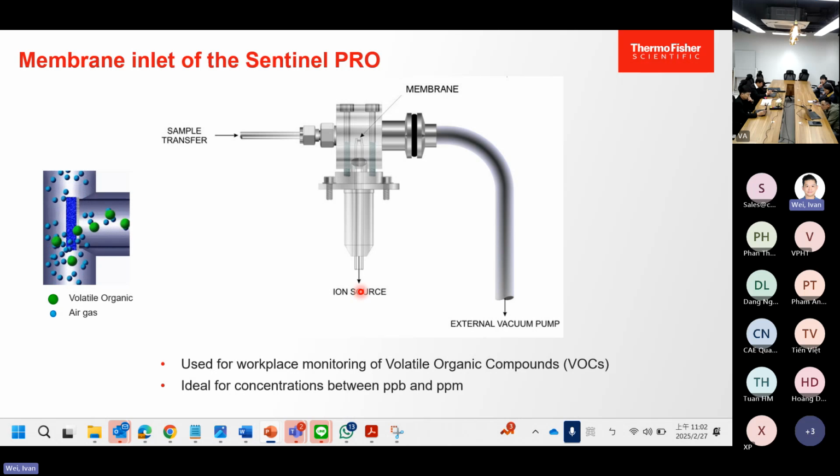Okay, so this is the graph for the Sentinel probe. They are just using different mechanisms to further reduce the pressure. As you can see, this is a membrane inlet. This allows our volatile compounds, VOCs, or other compounds of interest to pass through and be concentrated in order to measure trace levels at ppb or even lower concentrations. As you can see here, this is ideal for concentrations between ppb and ppm. So this is suitable for workplace safety monitoring.